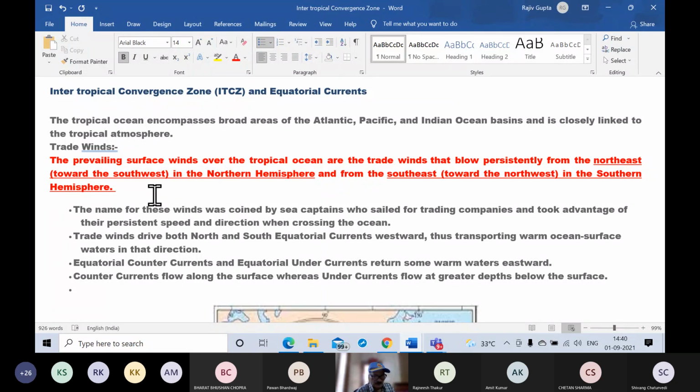Because these winds were used by trading sailing ships. They were used to propel them. When sailing ships were propelled by wind, these winds helped to propel the ships. Therefore, they came to be known as trade winds, and the name has been retained. They are still called trade winds. They blow normally northeast towards southwest in the northern hemisphere and southeast towards northwest in the southern hemisphere. Something you will have to commit to memory.